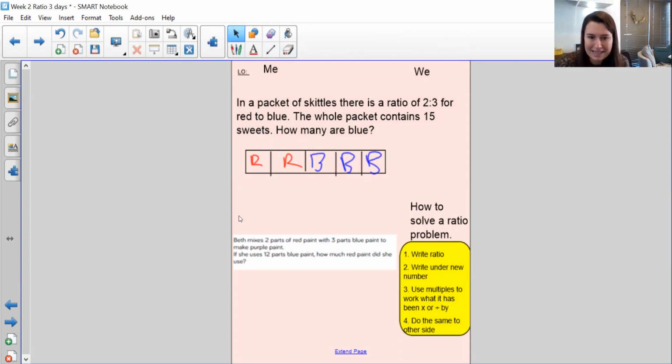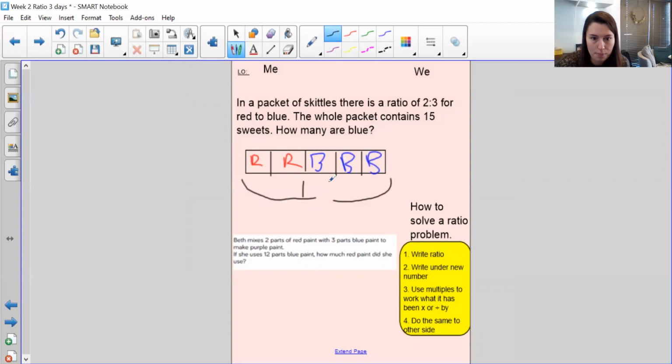The whole packet contains 15 sweets. Now that's important. I'm going to go like this because the whole packet has 15 sweets. How many are blue? Now with my bar, I can really easily work that out. So there are 5 equal parts, 15 in total.